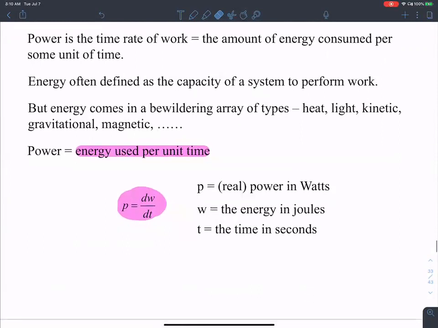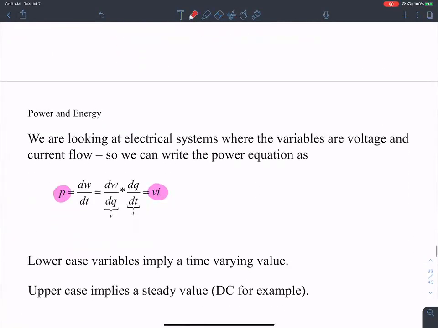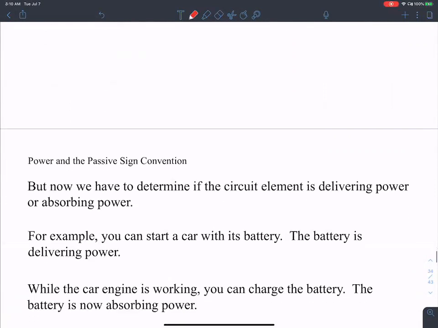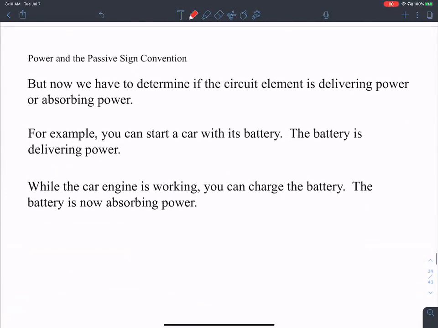Then we talk about power, which we derived to be V times I. We derive power to be voltage times the current. And power could be delivered or it could be absorbed. An element could be delivering power or absorbing power.